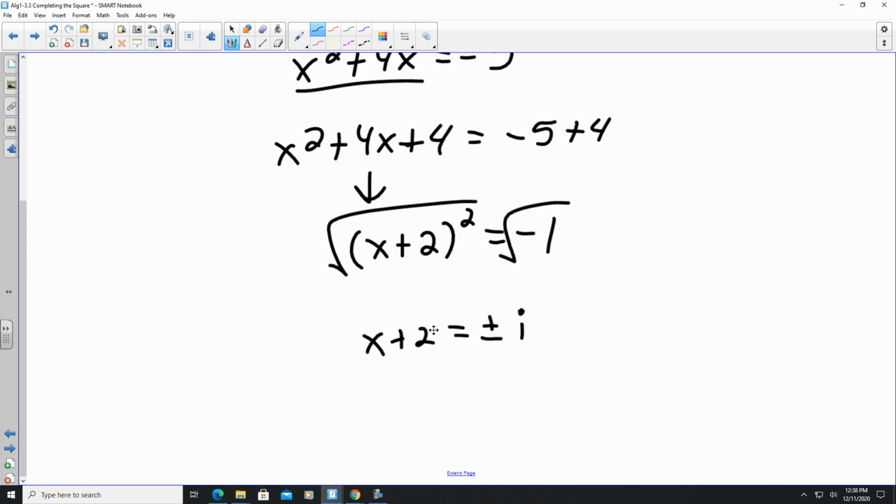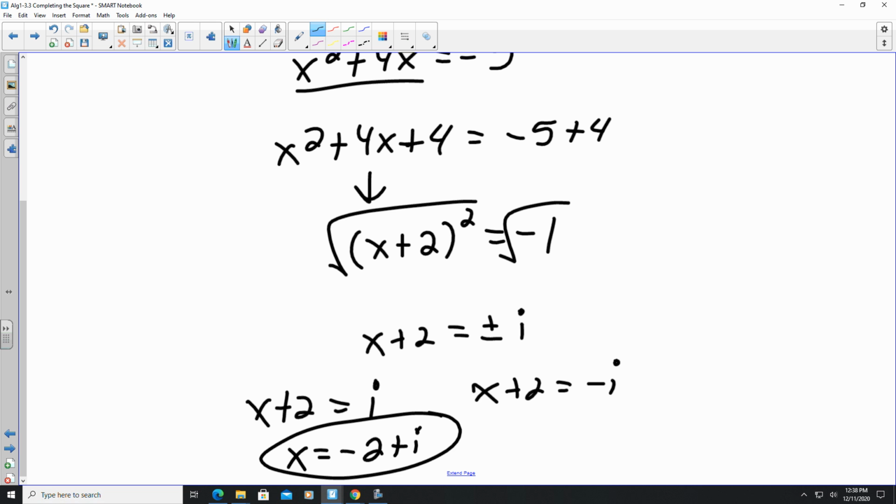So now I'm going to break this up into two separate equations. x plus 2 equals a positive i, and x plus 2 is equal to a negative i. So for this one, when I subtract 2, x is going to be negative 2 plus i. For that one, when I subtract 2 here, x is going to be negative 2 minus i.